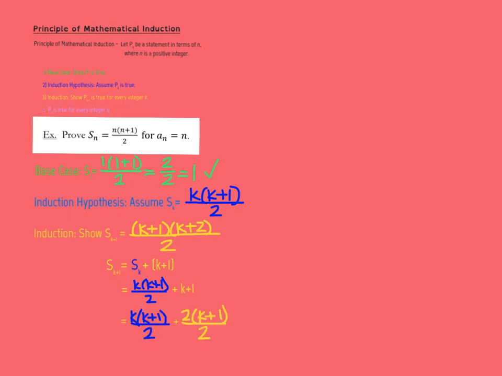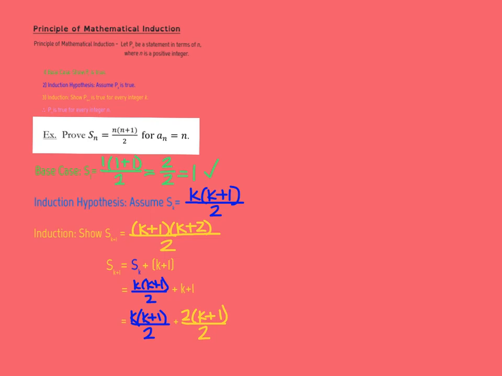So here I went ahead and rewrote the k plus 1 with a common denominator of 2 so that I can actually combine these two fractions. Now you have a couple different ways you can combine. You could, at this point, distribute this in, and then combine by adding the two numerators, and then factor from there. However, this is also set up perfectly for factoring by grouping.